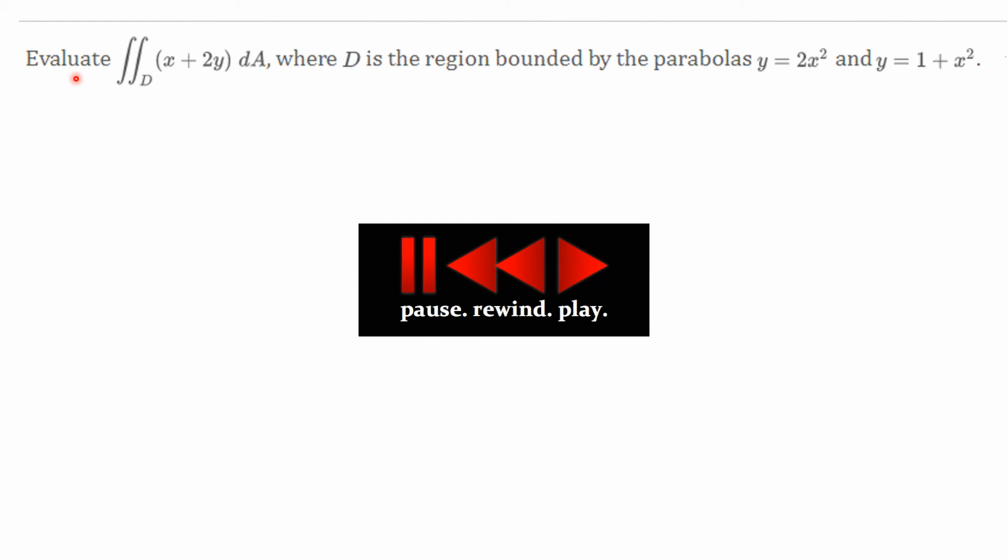So let's do a problem. So you want to evaluate over the region D, x plus 2y dA, where D is the region bounded by the parabolas y equals 2x squared and y equals 1 plus x squared. You know what to do. Let's see how you did.